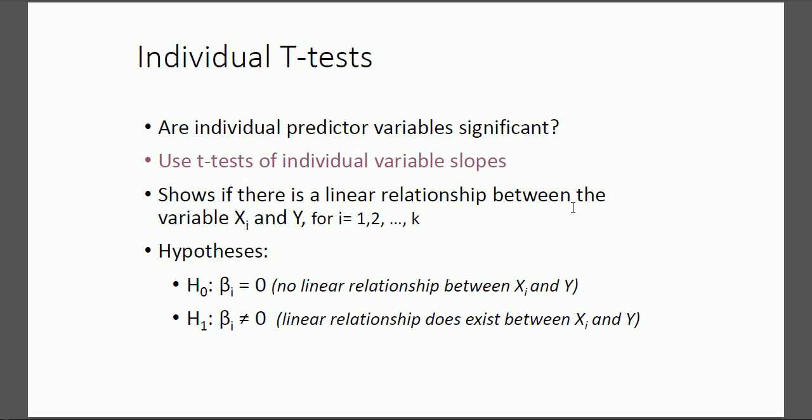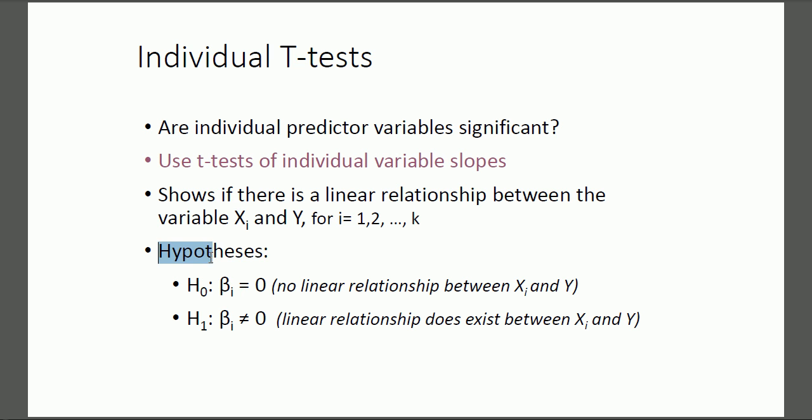So individual t-tests will allow me to go a little more granular and see which exactly of the independent variables has a linear relationship with Y. If I have two predictors, two independent variables, I'm going to end up doing two of these tests. If I have three, I'll end up doing three of these tests. So the question it asks is, are individual predictor variables significant? We're going to use t-tests of individual variable slopes. It shows if there is a linear relationship between the variable xi and y. So one at a time.